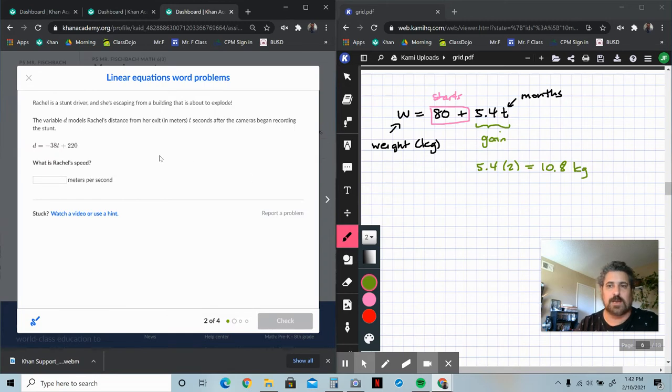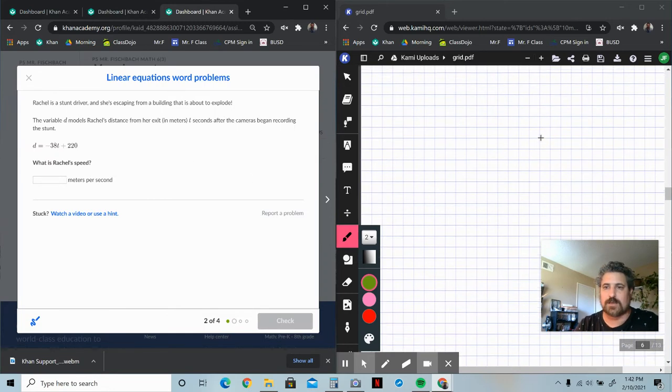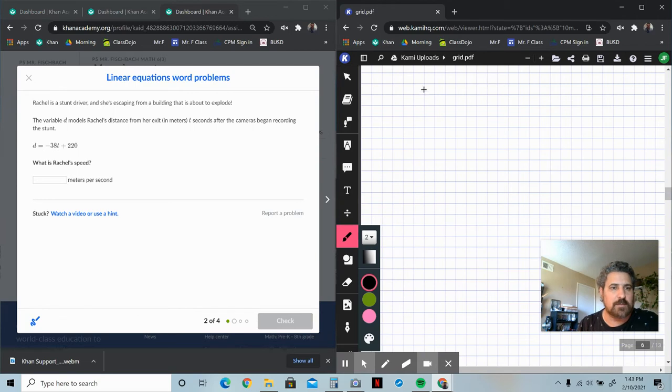All right, so the next story here says Rachel is a stunt driver and she's escaping from a building that is about to explode. Well, that's pretty scary. The variable D models Rachel's distance from her exit in meters T seconds after the cameras begin recording the stunt. Okay, so D is equal to negative 38T plus 220.